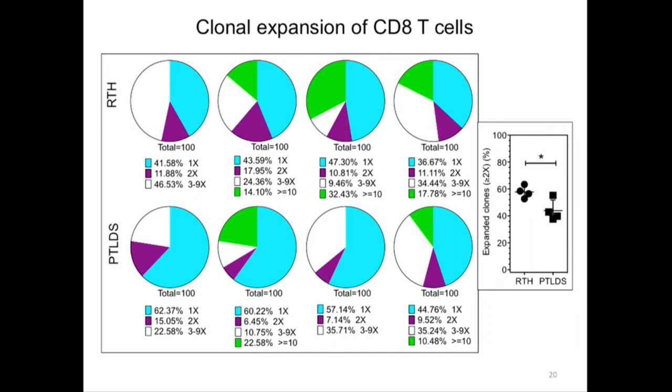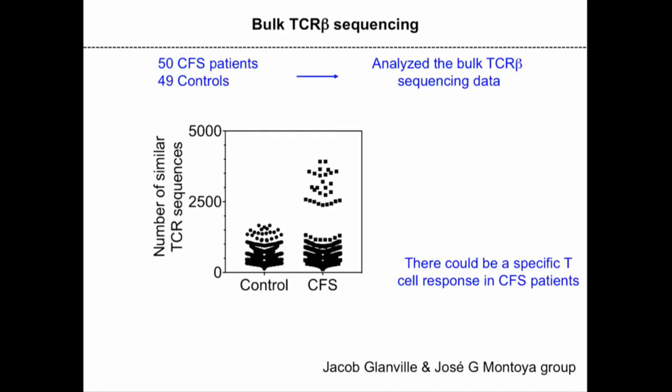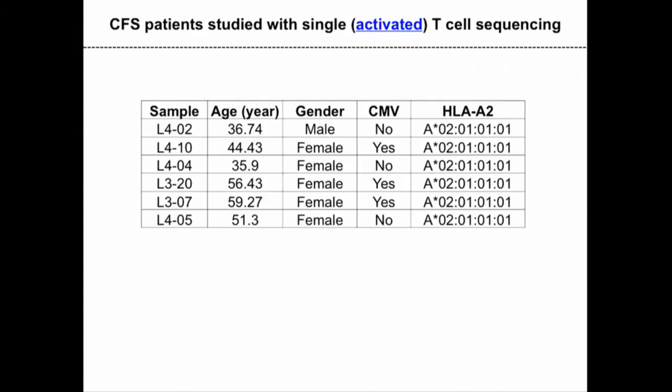So this was one of our first things to look at in terms of chronic fatigue. We started looking at it because, in work with Jose Montoya, we looked at T cell receptor sequences from CFS patients and saw a lot of similar T cell receptor sequences, shown by these dots here, and not random like the similarities in controls and so forth. So that indicated there are some specific T cells there. And so we dug deeper.